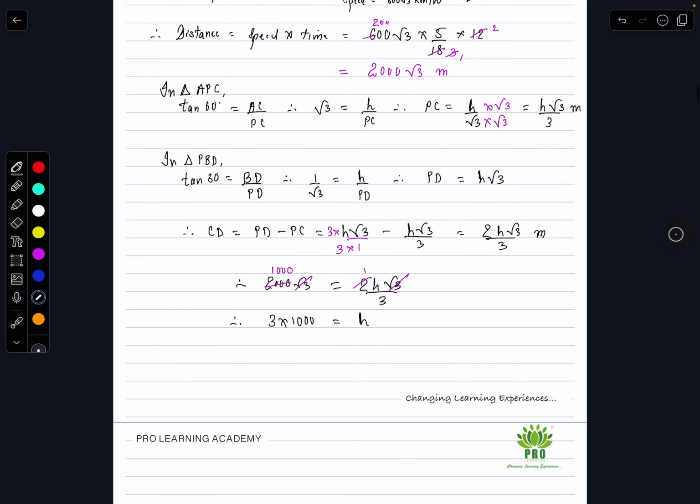Therefore the height at which the plane is flying is 3000 meters. That's the final answer.